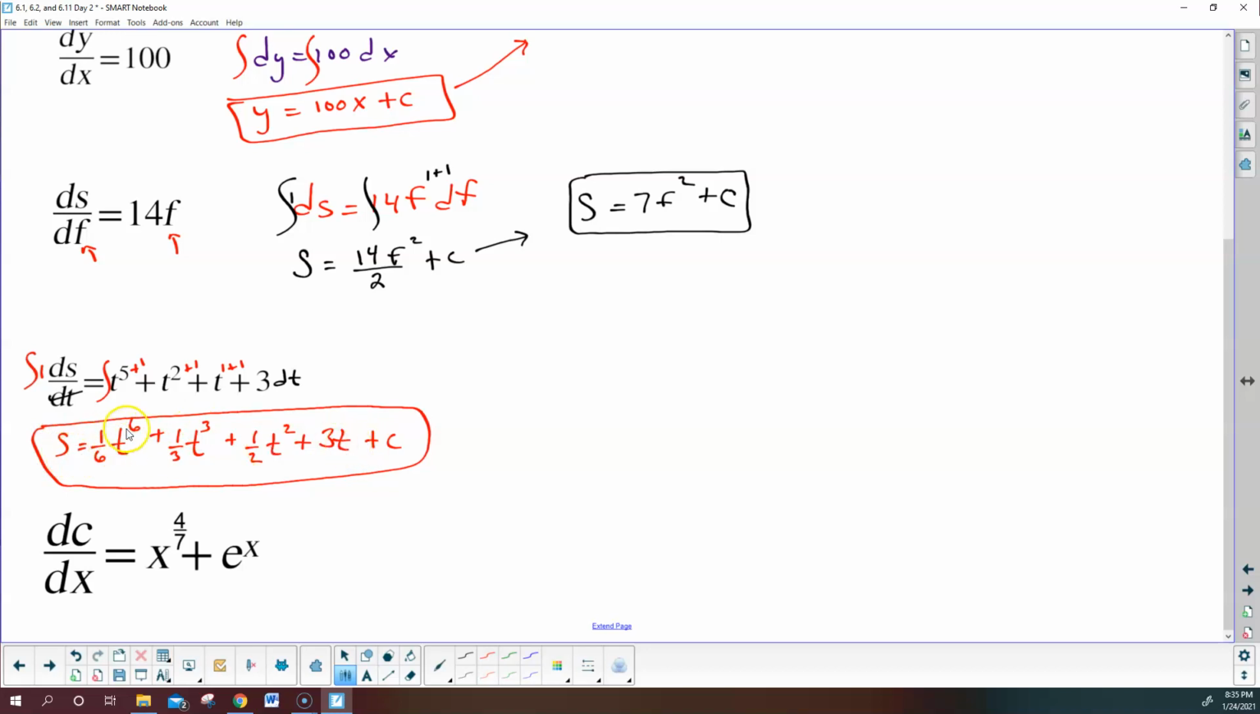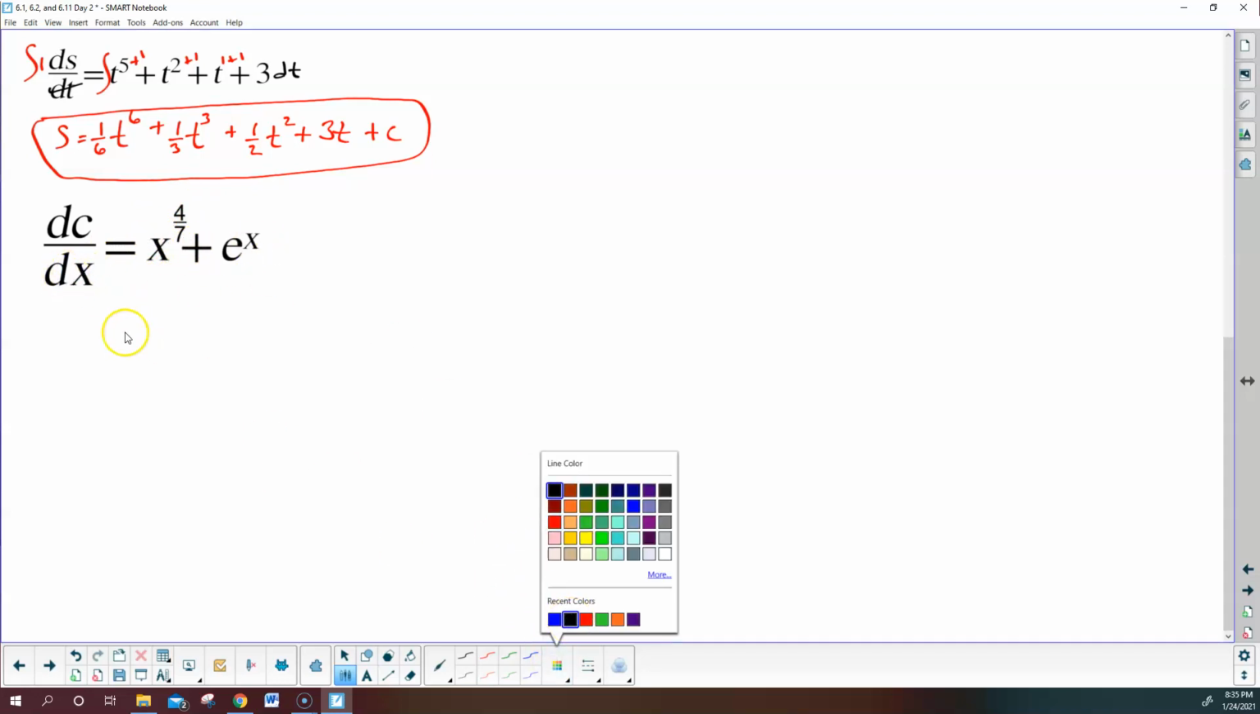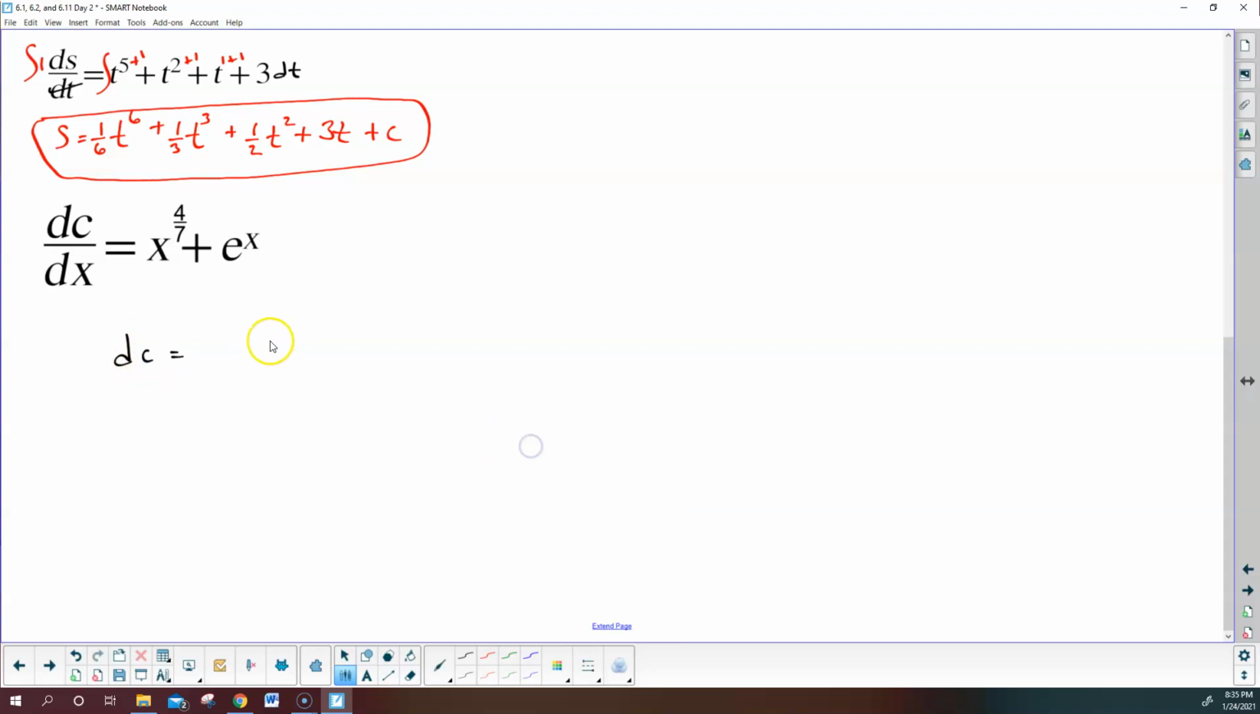If you're not sure, take the derivative of each piece and you'll see how the 1/6 and the 6th reduce out and you're left with just t to the 5th. Okay. Then they can get a little more tricky. And this is kind of the thing that students really struggle with here. So what I'm going to do first is move the dx over. I give myself a little bit of room here to write.